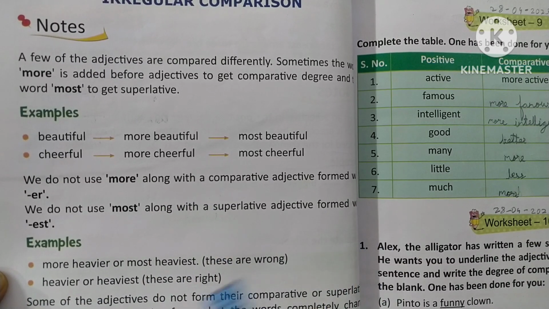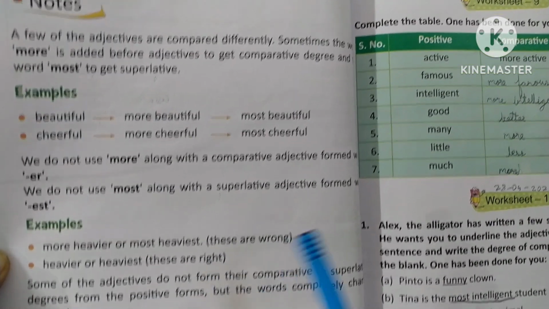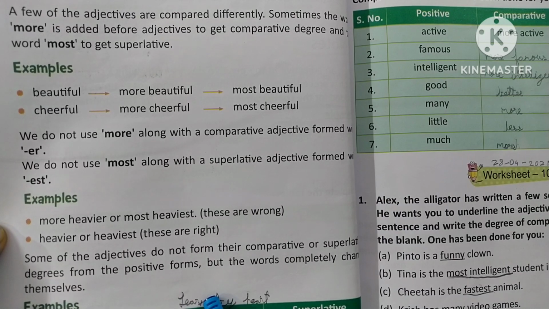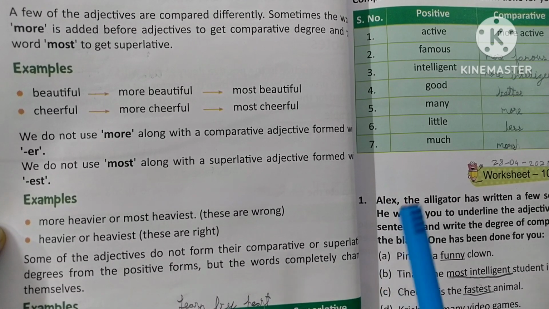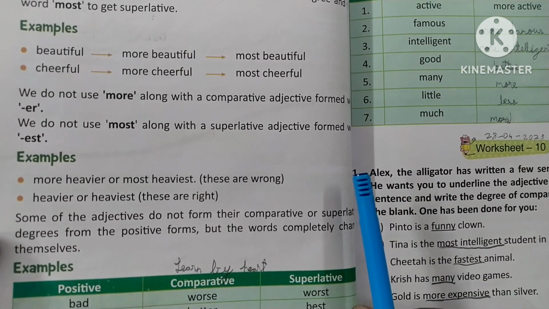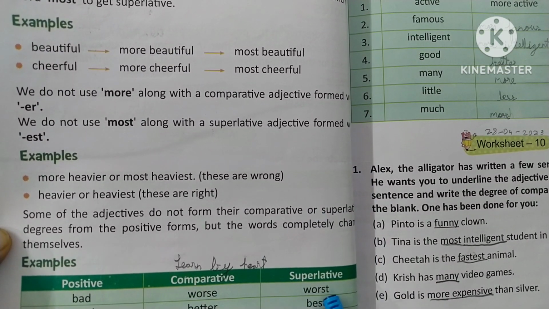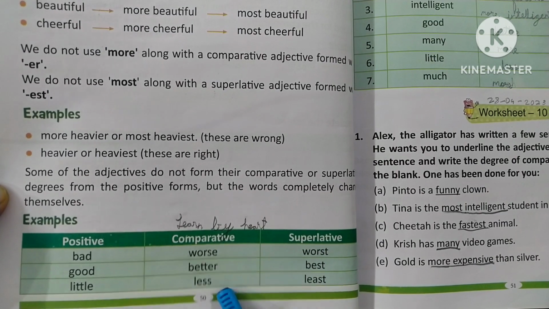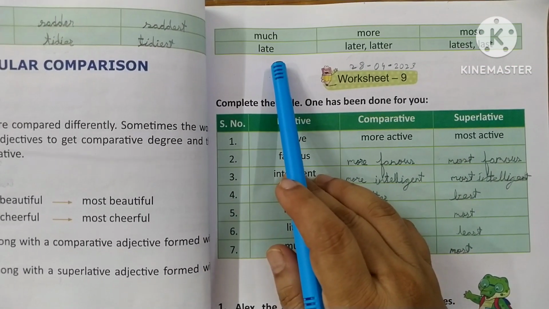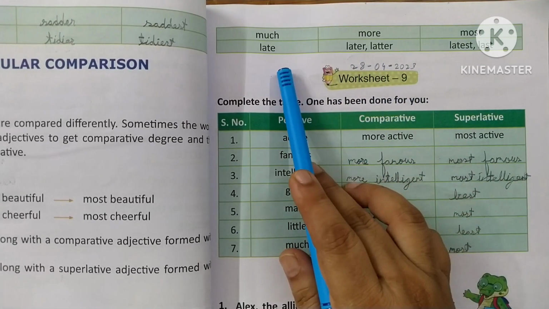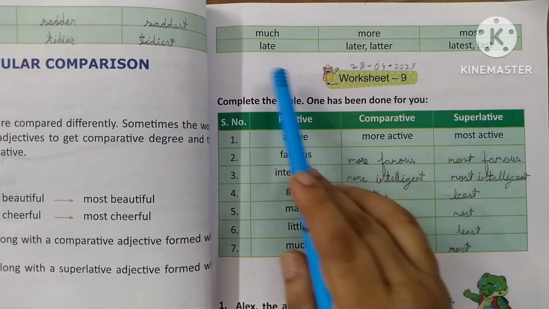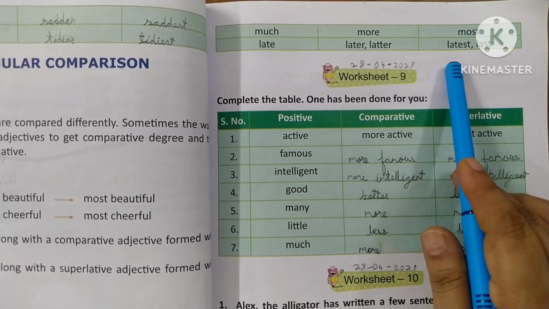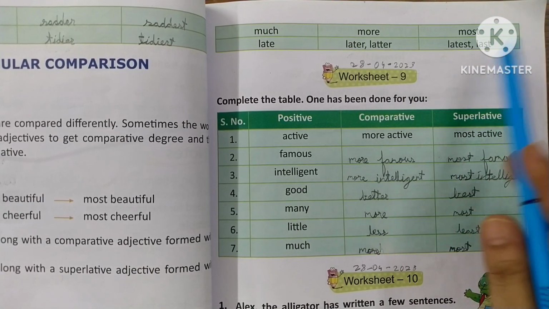Double comparatives are not allowed. Some of the adjectives do not form their comparative or superlative degrees from the positive forms, but the words completely change themselves. That means bad, worse, worst; good, better, best; little, less, least; much, more, most; late, later, latest, or late, latter, last. You have to memorize this table. You have to learn it by heart.